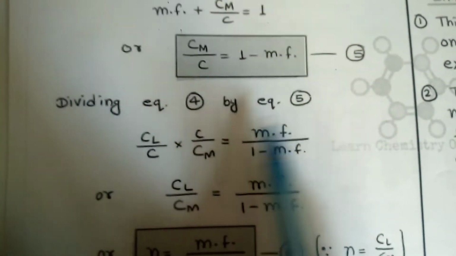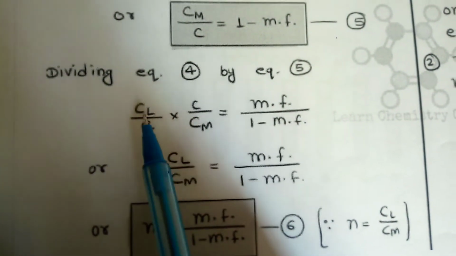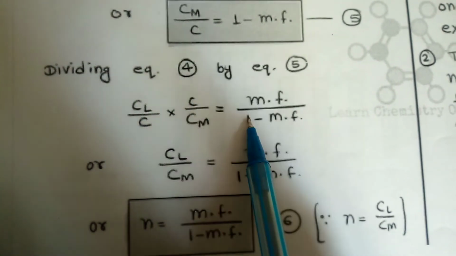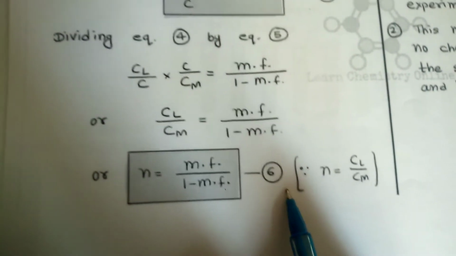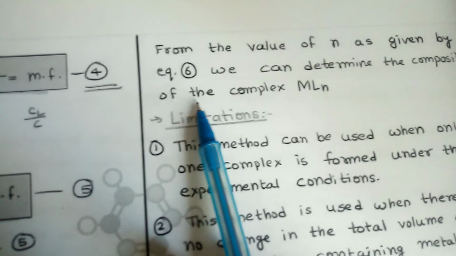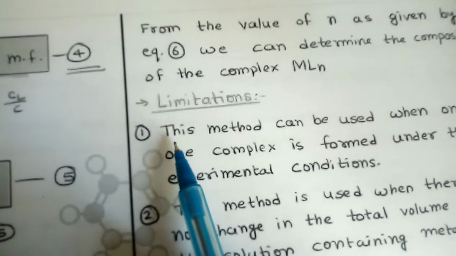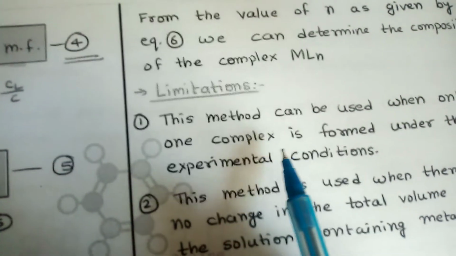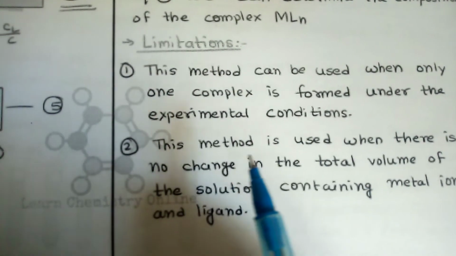Dividing equation 4 by equation 5: Cl upon C into C upon Cm equals Mf upon 1 minus Mf. This is the sixth equation. Now from the value of n as given by equation 6, we can determine the composition of the complex MLn. Limitation: this method can be used when only one complex is formed under the experimental conditions.